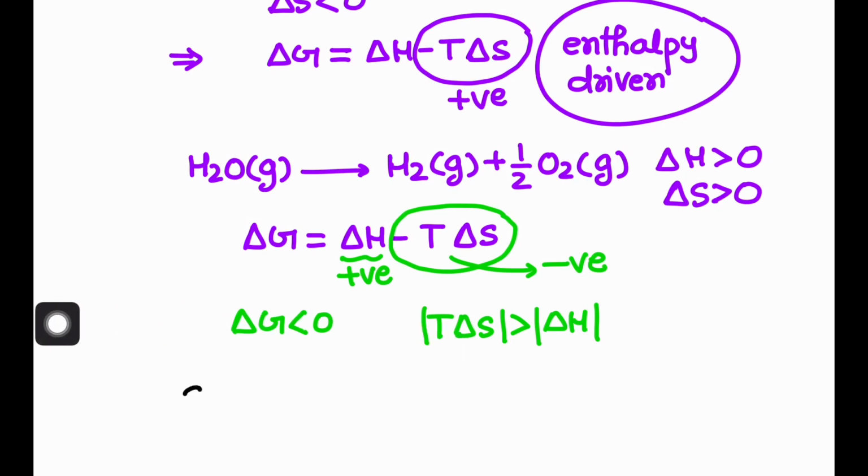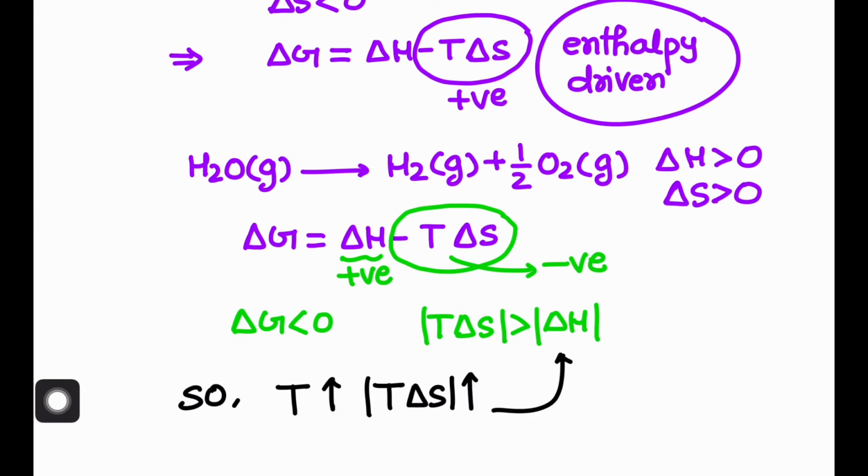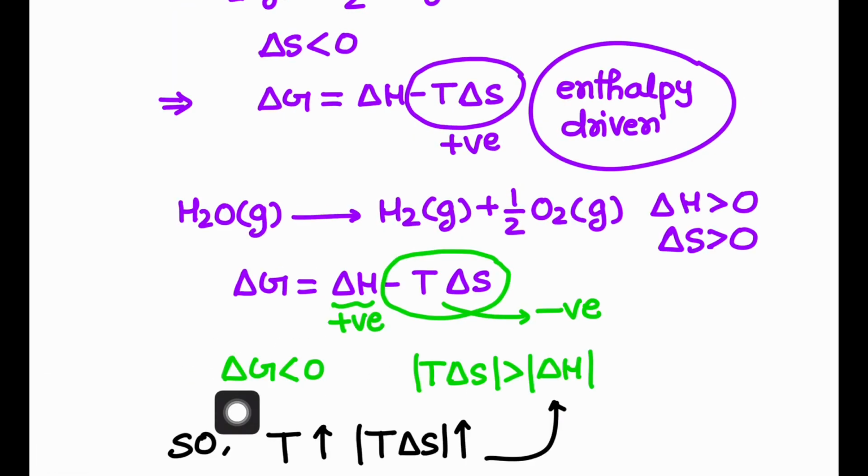So as we increase the temperature, the magnitude of T delta S will increase, and this will become greater than delta H. Okay. So at high temperature, the delta G term becomes negative, that is less than 0. So the decomposition of H2O gas to hydrogen gas and oxygen gas becomes spontaneous. Thank you.